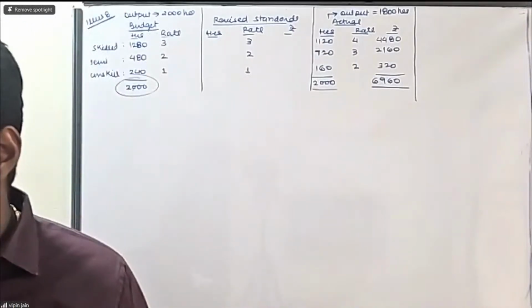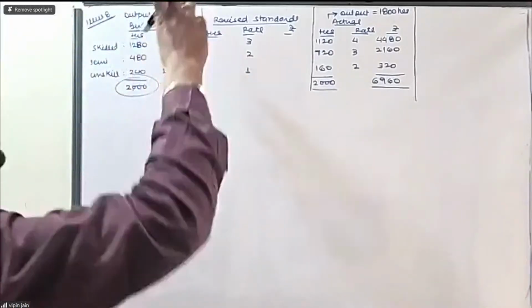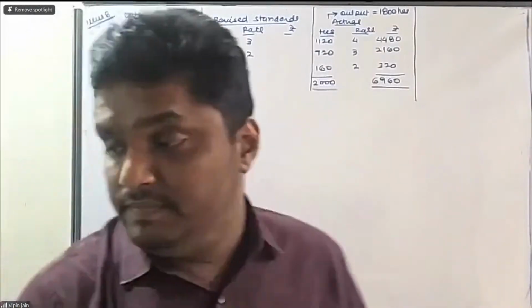These two figures are not comparable. The reason being is that this data is given for 2000 hours of output and this data is given for 1800 hours of output.